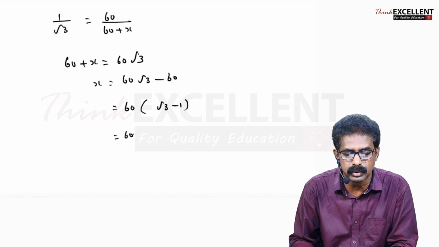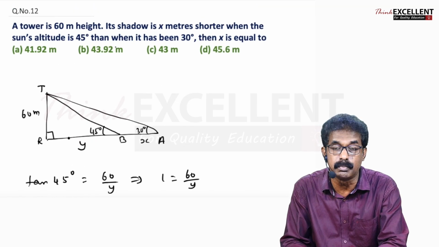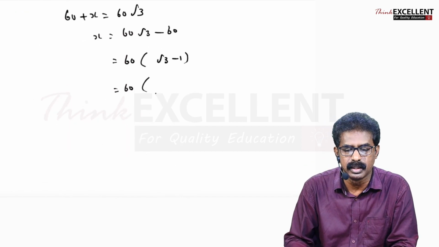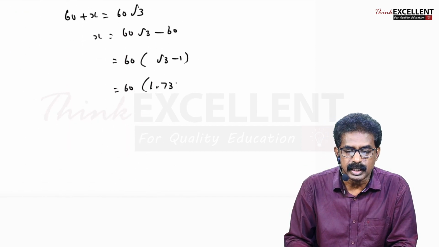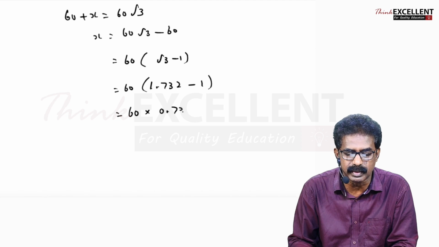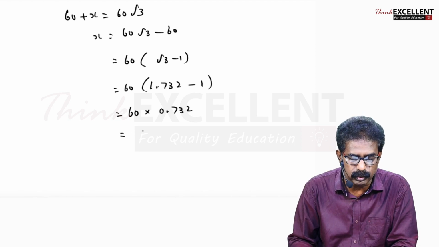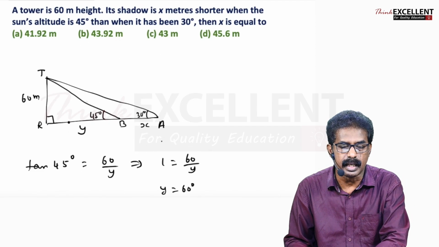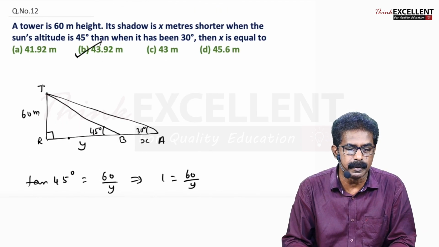In the answer they didn't give it in root 3. They simplified, so you have to substitute the root 3 value. You have to remember that. Okay. 60 into 1.732 minus 1. When you subtract 1, you will get 0.732. You have to do the calculation. 43.92 meters you will get. And that is option number B.